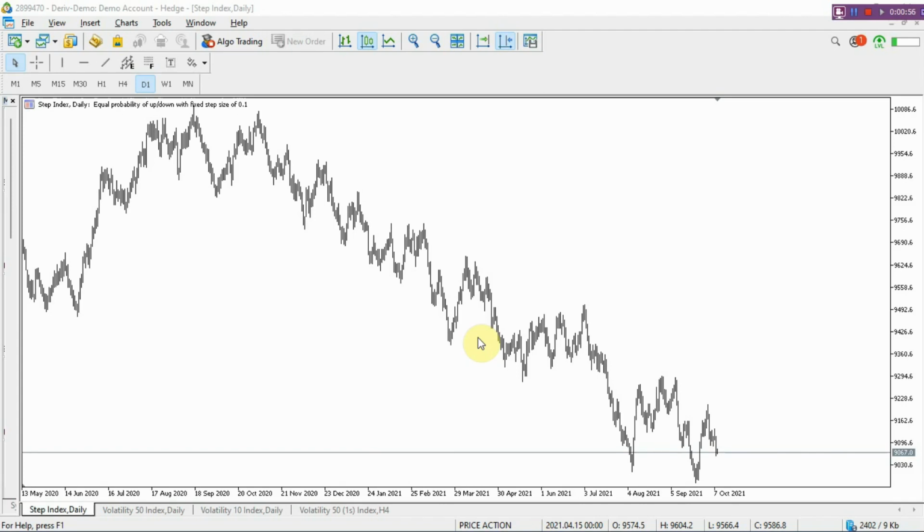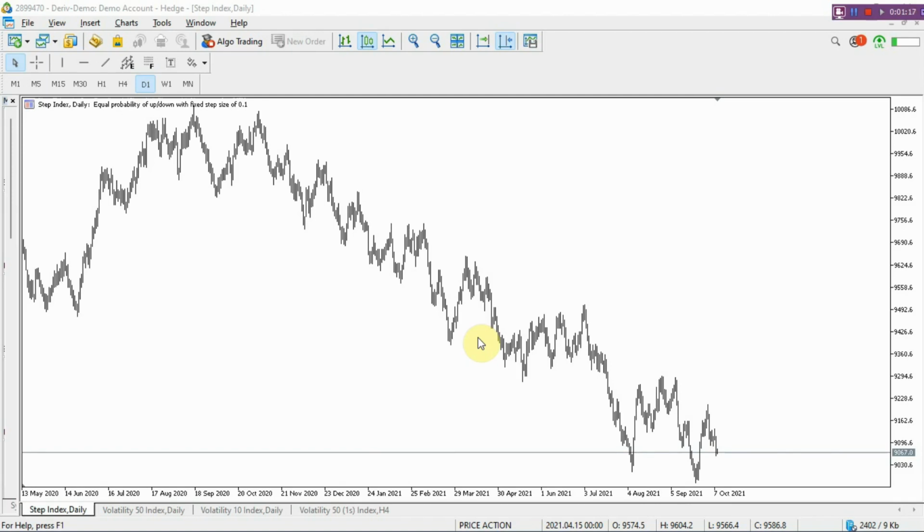And today I'm going to be analyzing 4 indexes for this coming week. I have the step index, I have the volatility 50 index, I have the volatility 10 index, and I have the volatility 51S index. And that's just basically what I'll be looking at for this coming week.